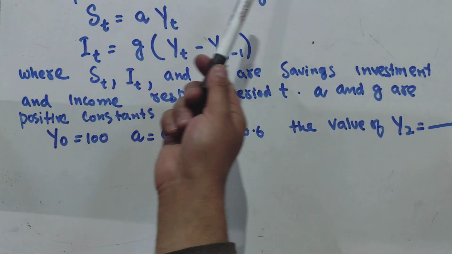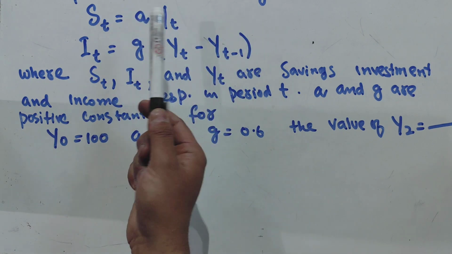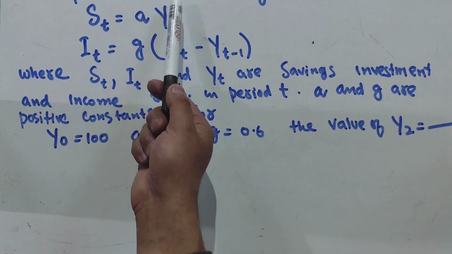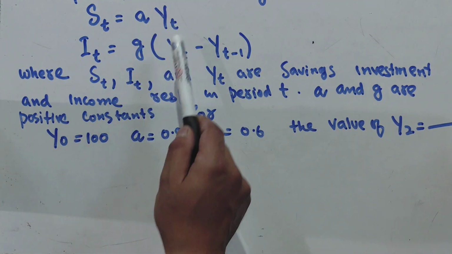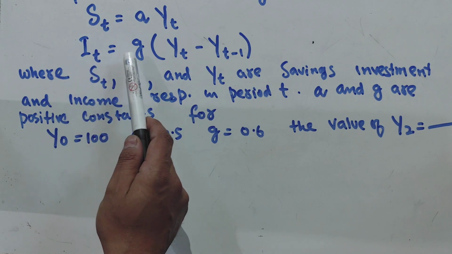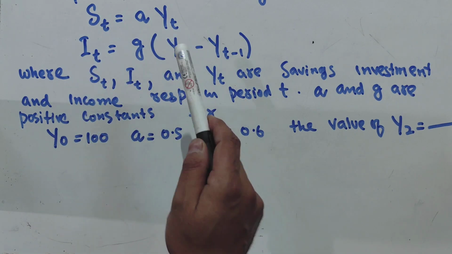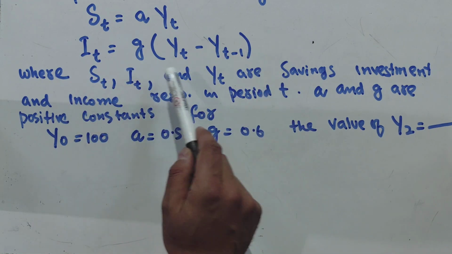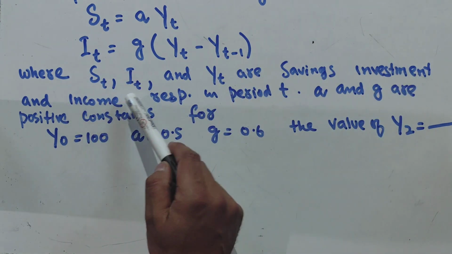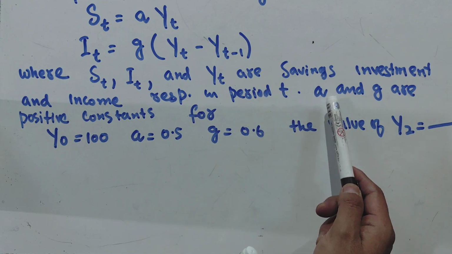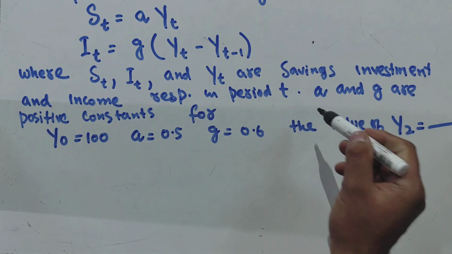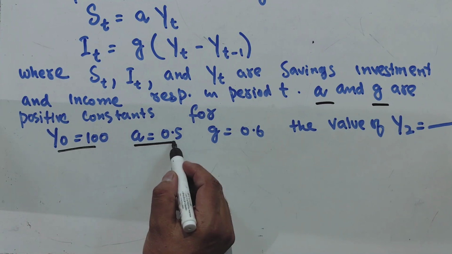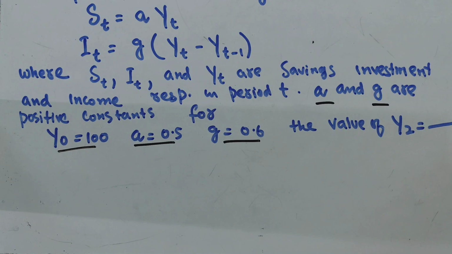Next question is, consider the following equations for a closed economy. That is, savings at a time period t is equal to A times Y at the time period t. Okay, t is our time period. Investment is equal to G times Y_t minus Y_t minus 1, where S_t, I_t and Y_t are savings, investment and income respectively in the time period t, and A and G are positive constants. Okay, we are being told that Y0 is 100, A is 0.5, G is 0.6. We have to find out the value of Y2.